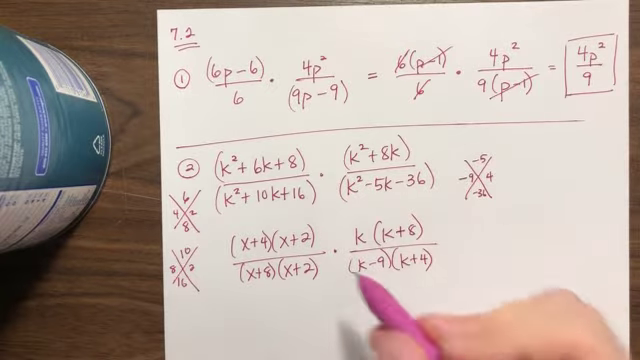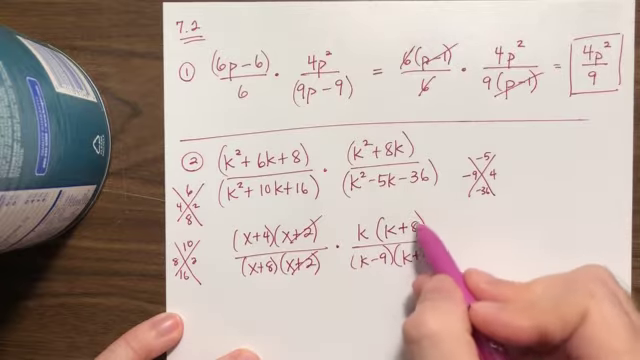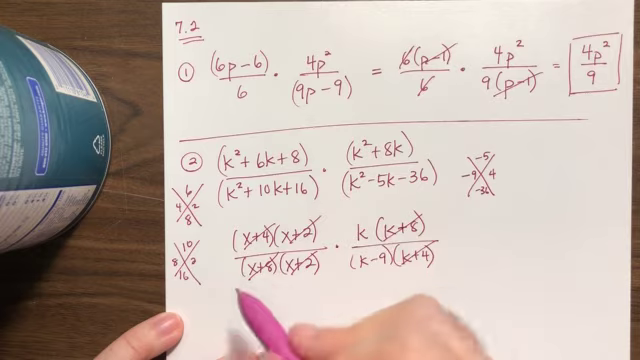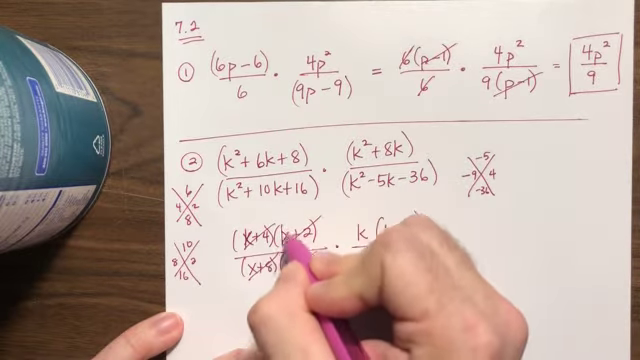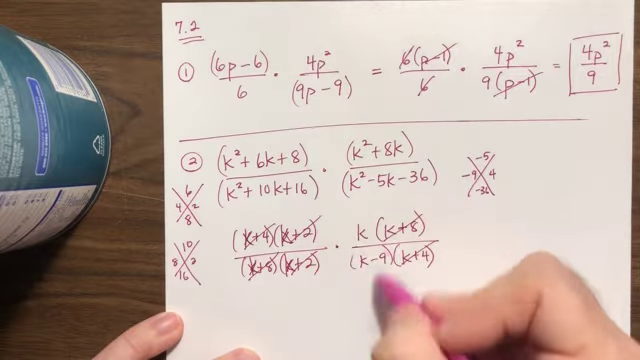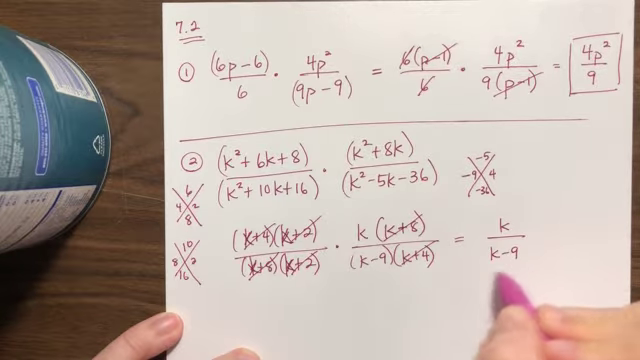Woo, it's a lot of factoring. Yeehaw! All right, x plus 2's cancel. X plus 8's cancel. K plus 4's cancel. I'm sorry, I was switching between k's and x's. Whatever, you know what I mean. K. So everything cancels except for these 2. So the final answer, just k on top and k minus 9 on the bottom.